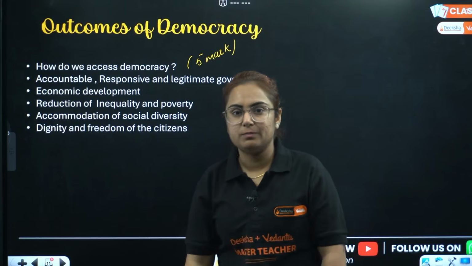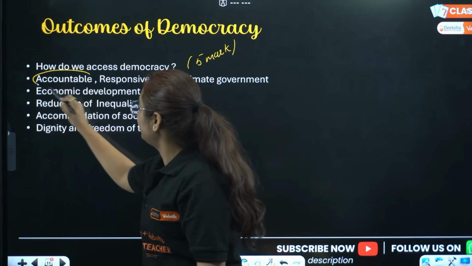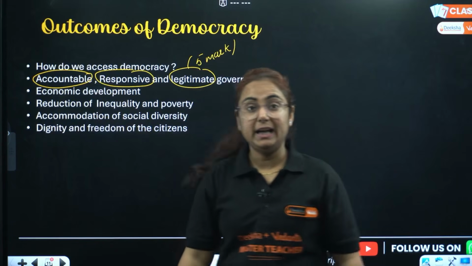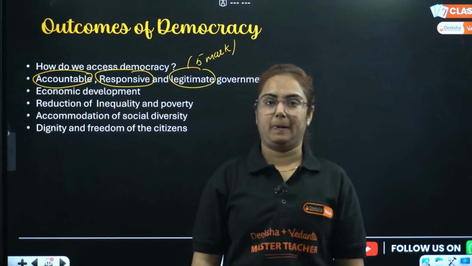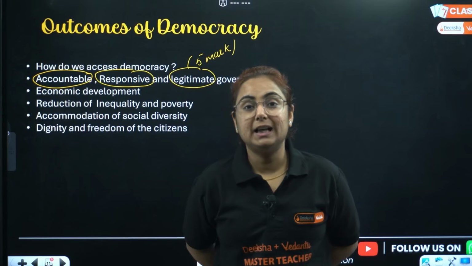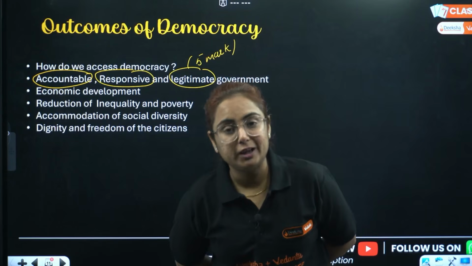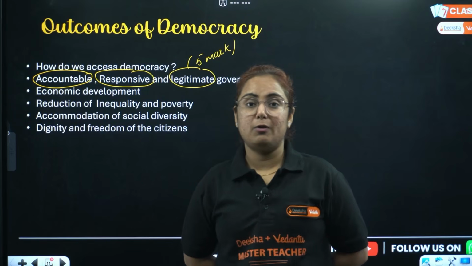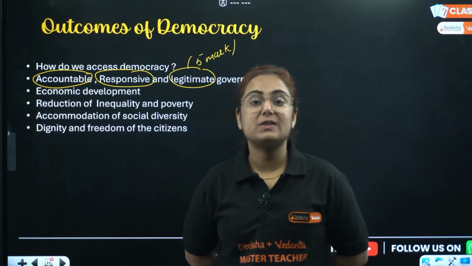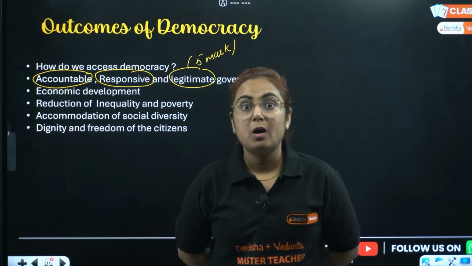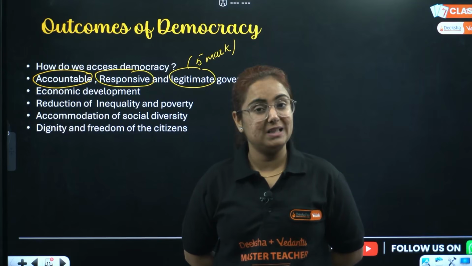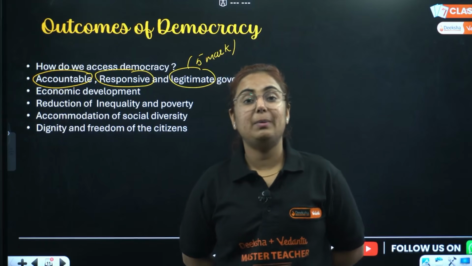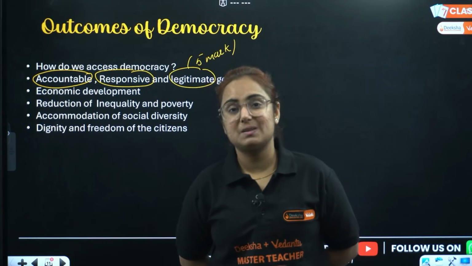Recall it. Okay. Next is how democracy is accountable, responsive, legitimate. Accountable, that means answerable. Why? Because it is chosen by the people. Represented form of government. Whenever you make the government, you want the government to be answerable to you. How? All the decisions of yours will be taken by your representative leaders, that too with long debates and negotiation in a transparent manner.